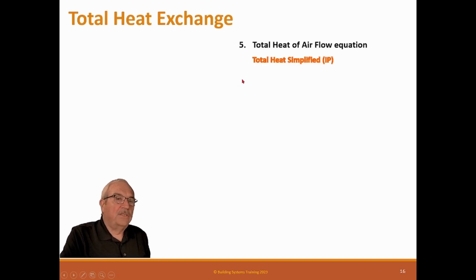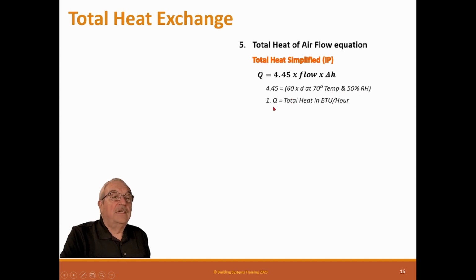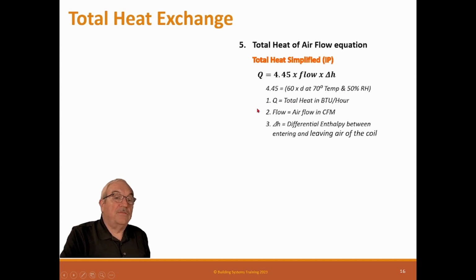Total exchange, simple formula is Q equals 4.45 times flow times delta H. And 4.45 is 60 times density at 70 degrees at 50% relative humidity. Q is the total heat in BTU per hour. Flow is CFM. And delta H is the differential enthalpy between entering and leaving air of the coil.